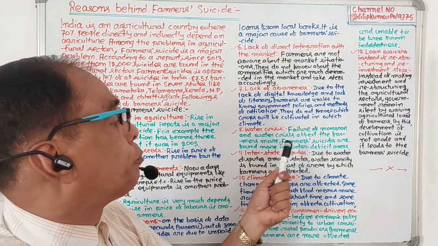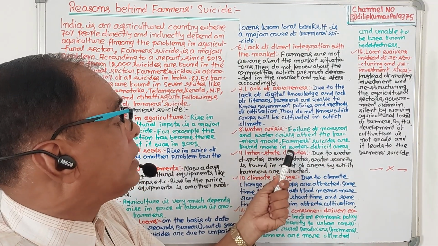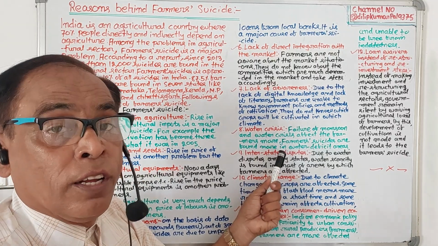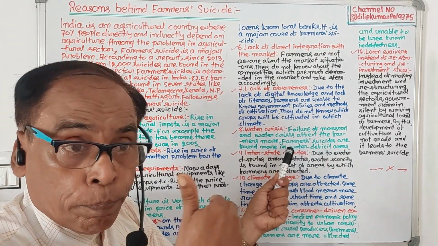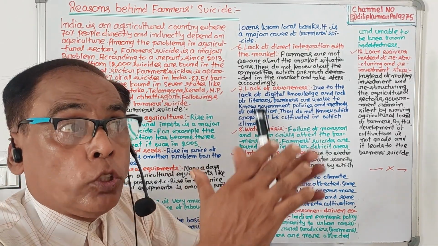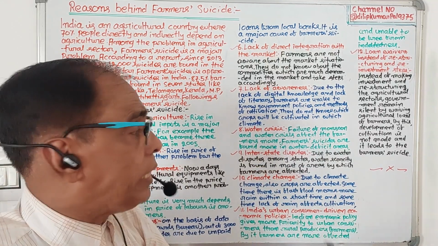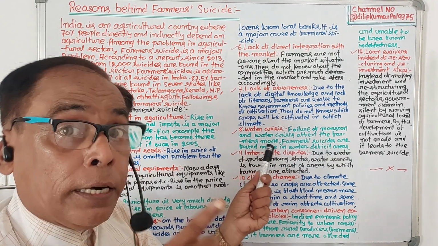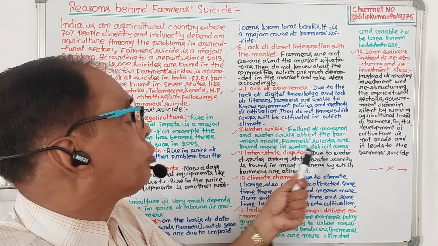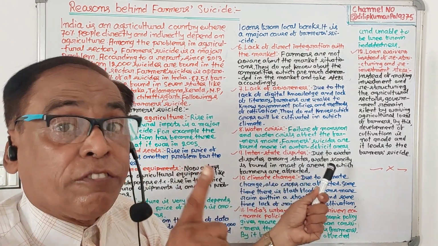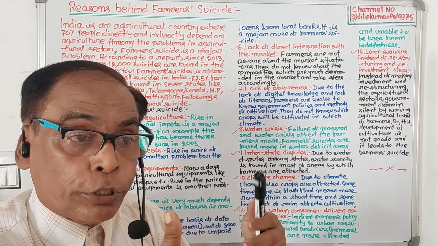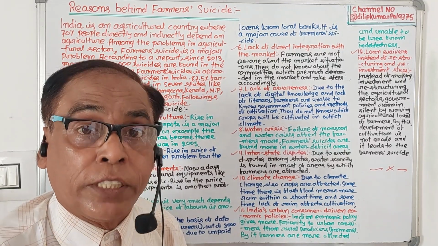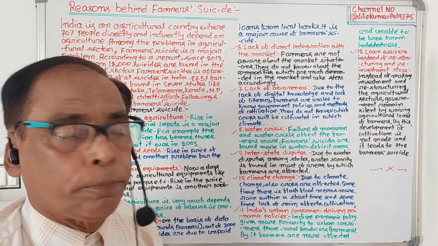Eight, water crisis. Failure of monsoon and water crisis affect the farmers more. In India, there is no certainty about the monsoon. Farmer suicide is found more in water deficit areas, mainly in Karnataka and Maharashtra.